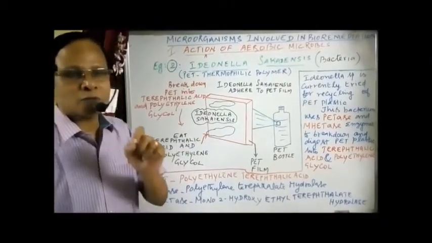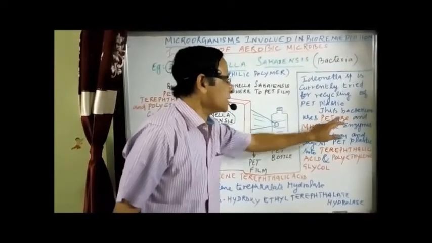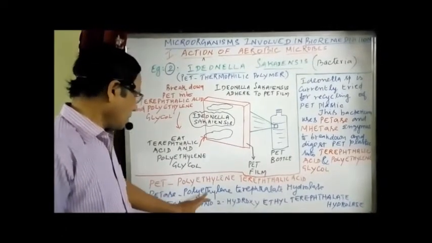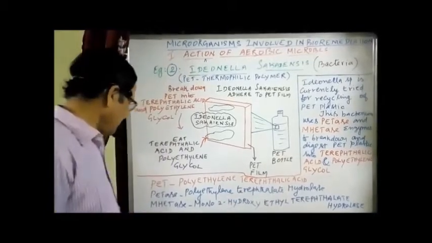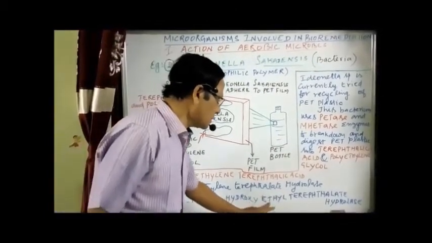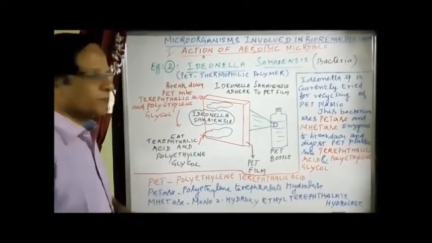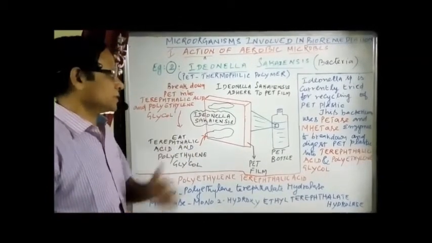This bacterium produces two enzymes. One, PETase, that is nothing but polyethylene terephthalate hydrolase. Another enzyme, mono 2-hydroxyethyl terephthalate hydrolase, that is called MHETase. These two are responsible for breaking down the PET plastic.